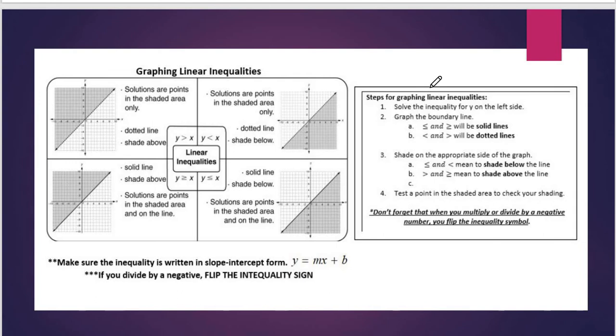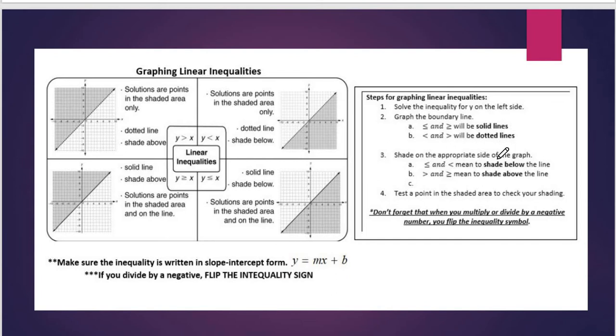Now over here are the steps for graphing linear inequalities. Step number 1, solve the inequality for y on the left-hand side. Make sure it's on the left-hand side. Number 2, graph the boundary line. Whether it's less than or equal or greater than or equal, it'll be a solid line. If it's less than or greater than, it will be a dotted line.